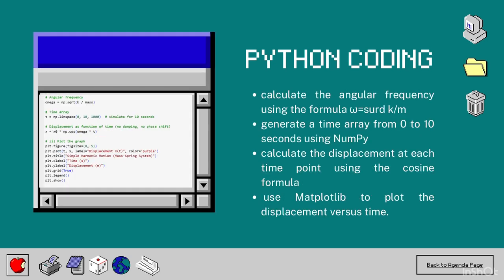After getting the input, we will calculate the angular frequency using the formula ω = √(k/m). Then, we generate a time array from 0 to 10 seconds using numpy and calculate the displacement at each time point using the cosine formula I mentioned earlier. So finally, we will use matplotlib to plot the displacement versus time. This will give us a clear picture of the oscillation.